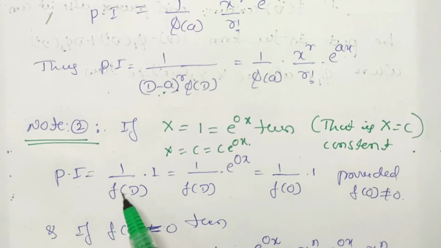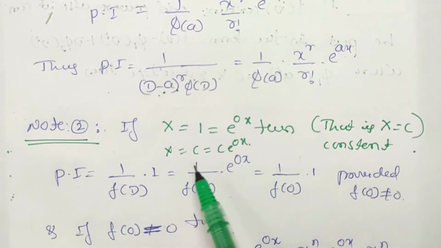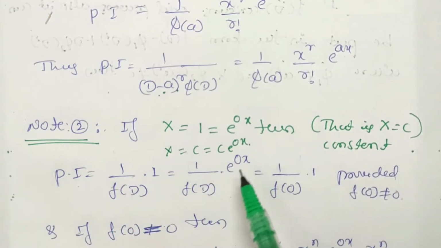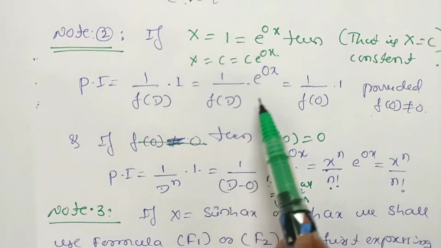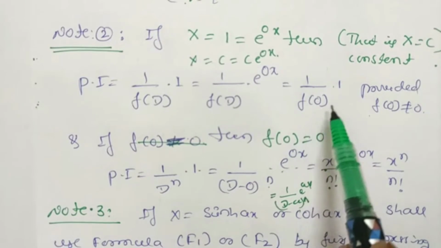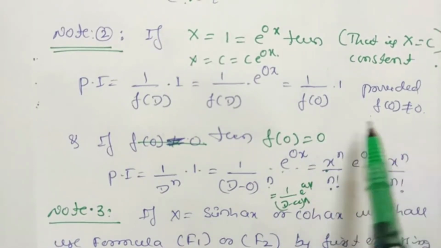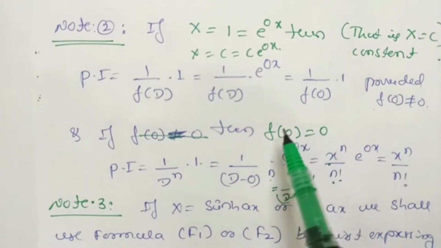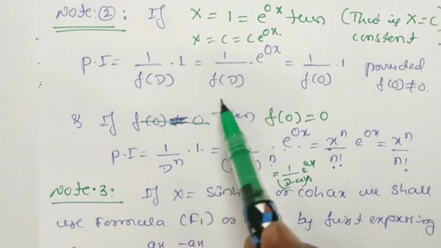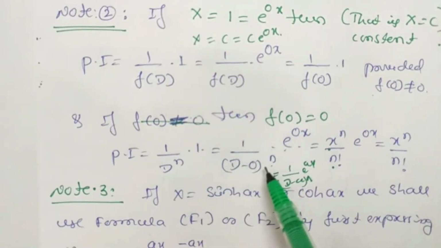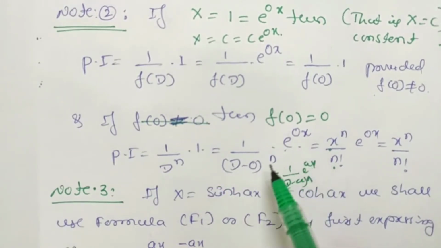So now the particular integral is 1 by f of D into 1, which is 1 by f of D into e raised to 0x. Therefore you have to replace D by 0, and it becomes 1 by f of 0 into 1. This is the case only when f of 0 is not equal to 0. And if f of 0 becomes 0, then in that case this D can be written as D minus 0, because D minus 0 is D only, to the power of n, e to the power of 0x.